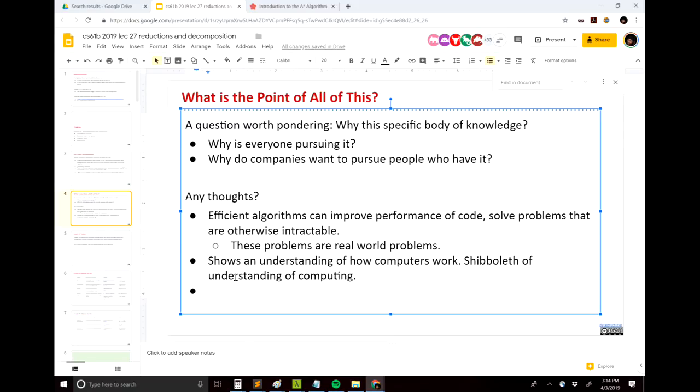Any other thoughts? Yeah. For fun? Okay, yeah, it's pretty fun, I guess, for many of us. It varies person to person. There's a lot of mathematical richness, like these algorithms problems lately. Yeah.